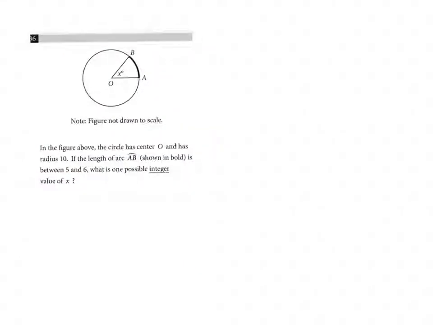Problem 36 in the figure above. A circle has center O and has a radius of 10. If the length of arc AB, which is shown in bold, is between 5 and 6, what is one possible integer value of x? Well, what I can do is I can use a formula.